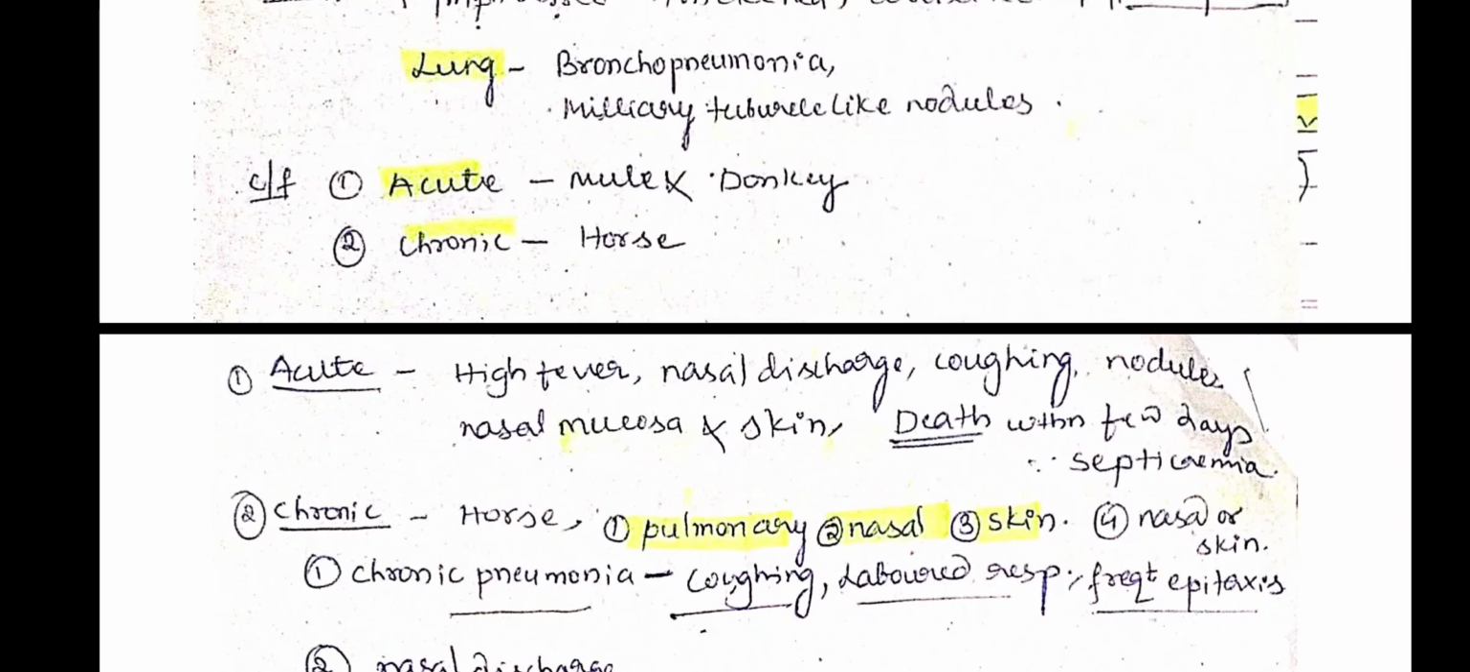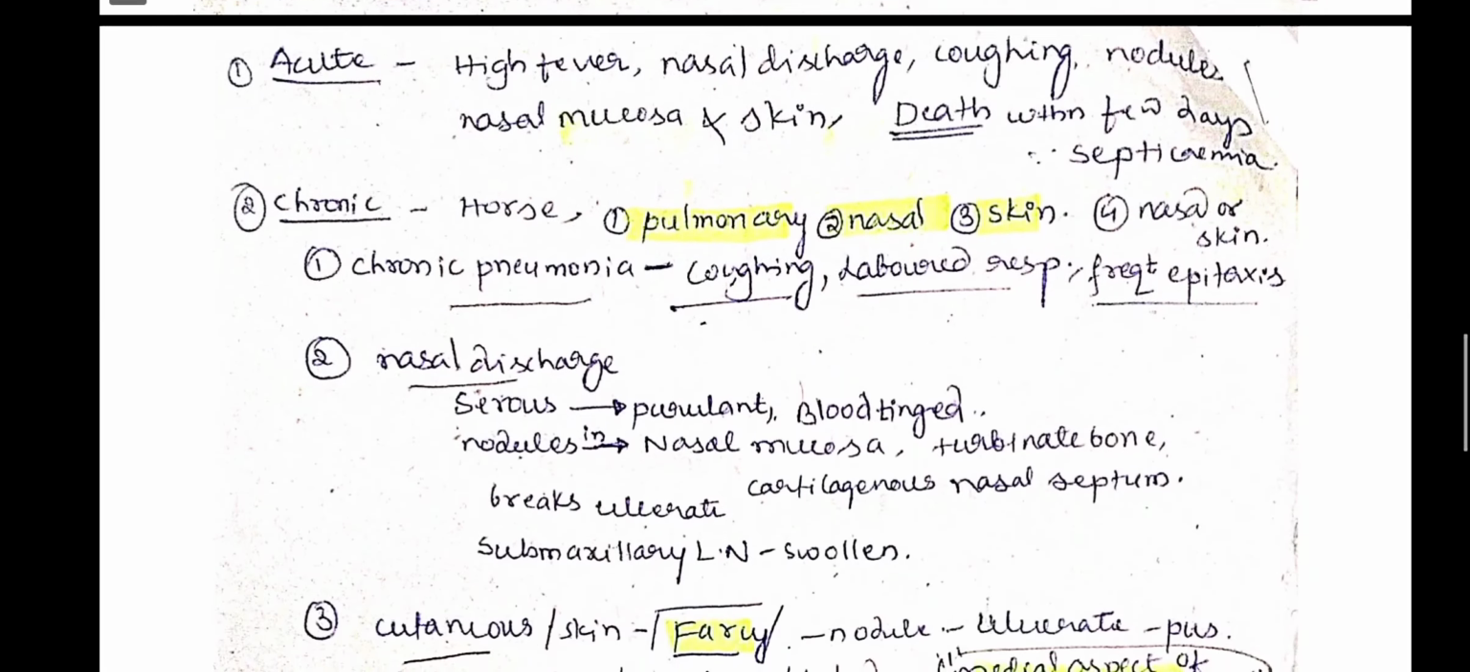In case of the chronic form, which is mainly noticed in horse, three forms of disease will be manifested: the first is pulmonary, then nasal, and the skin form, and sometimes the fourth is the nasal or the skin form. In the pulmonary form, chronic pneumonia will be there. That will be manifested as coughing, labored respiration, that is difficulty in respiration, and frequent epistaxis, that is the oozing of blood from the nasal orifices.